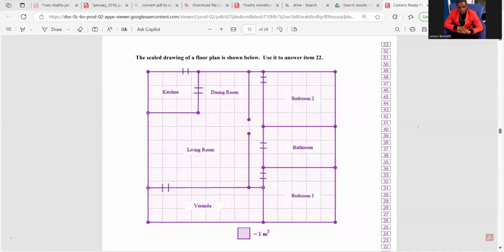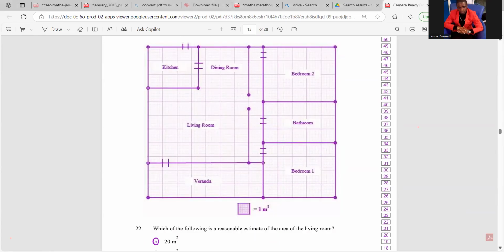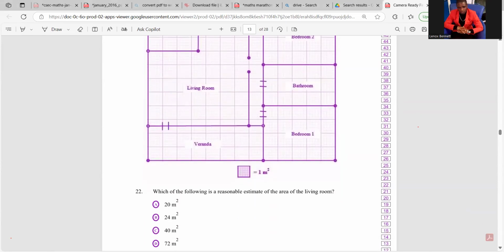All right. So it says the scale drawing of a floor plan is shown below. Use it to answer item 22. So basically, they want us to find the area. I always brag about my students being excellent at area, right? So they said this represents 1 unit. Let me indicate where it is.